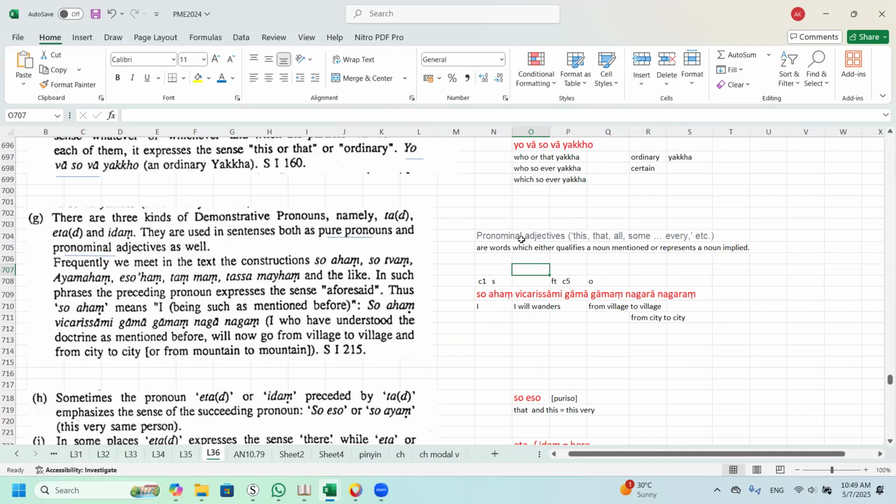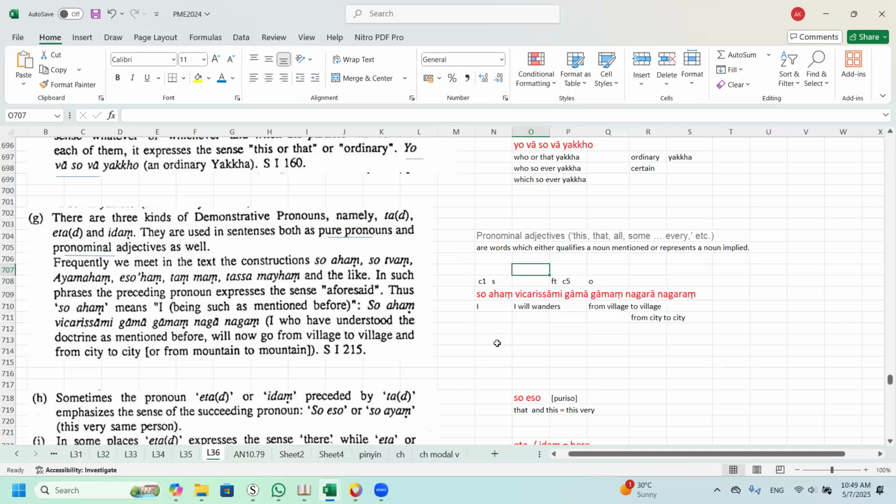Demonstrative pronoun, this is in Pali, but this is going to form an adjective. So it can form an adjective, and it can also be classified under pronominal. You can see here words which either qualify a noun, or mention or represent a noun implied. So that means this is qualified. That means it's talking about an adjective. This is adjective. It's the same. Only the English word is a bit difficult.